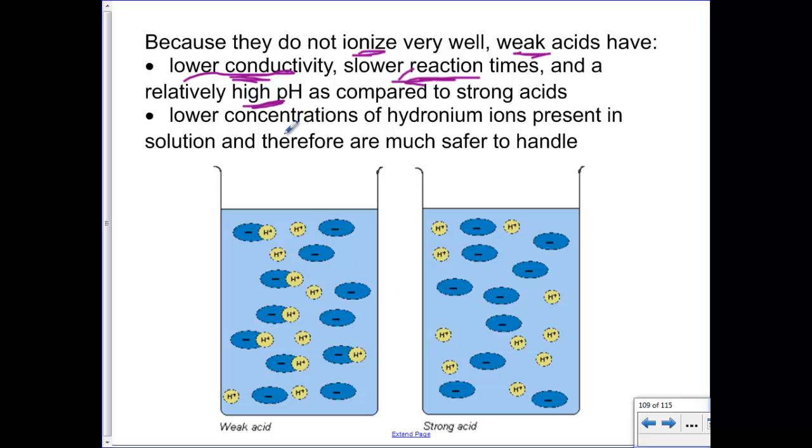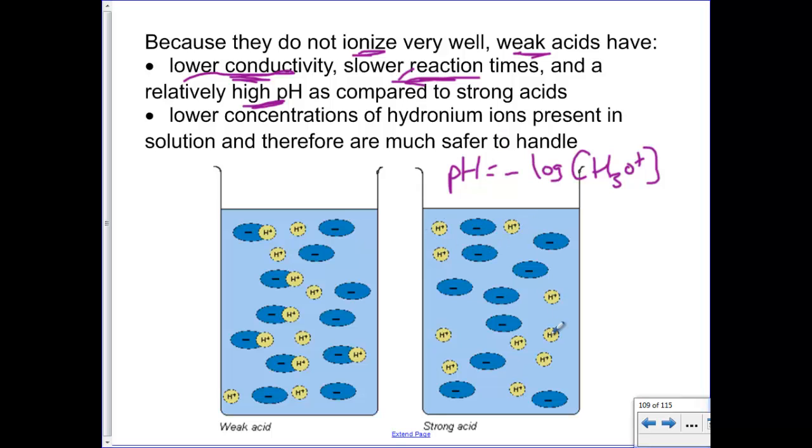Why would it have a higher pH? Here's a weak acid. Here's a strong acid. How do you calculate a pH? What's the formula for pH? pH is equal to the negative log of H3O plus. Basically, the more H3O pluses you have, the lower the pH, because it means there's more of them. Does that make sense?